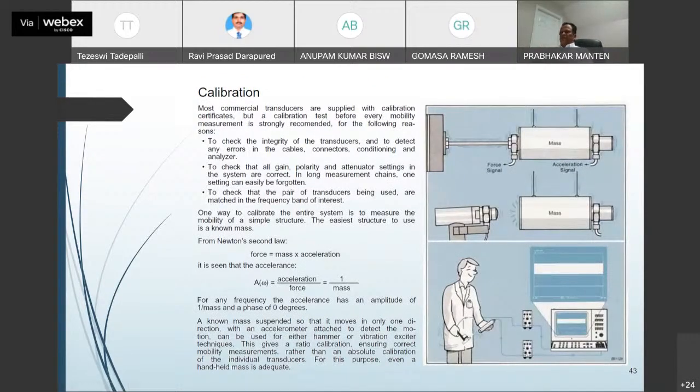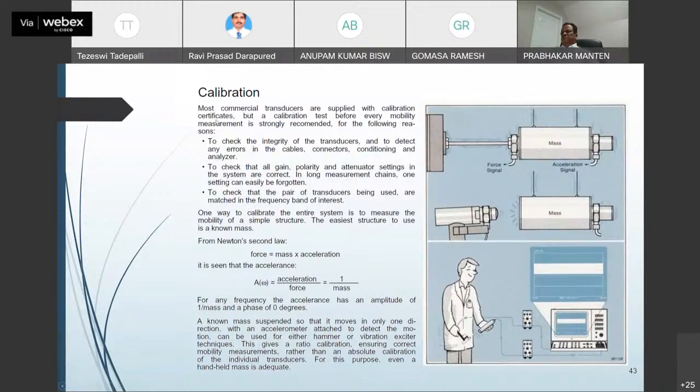Every once in a while, you're required to check your impact hammer. The supplier would sell you a calibration sheet and a form, and it's essential that you try to verify that before you do some serious testing. You need to check the calibration yourself. You can do it very easily.